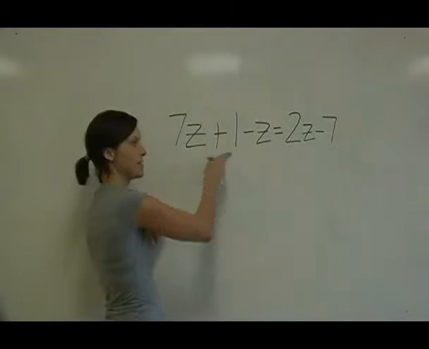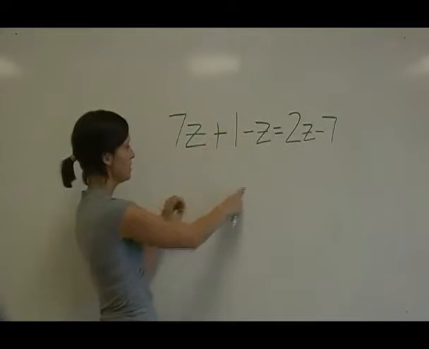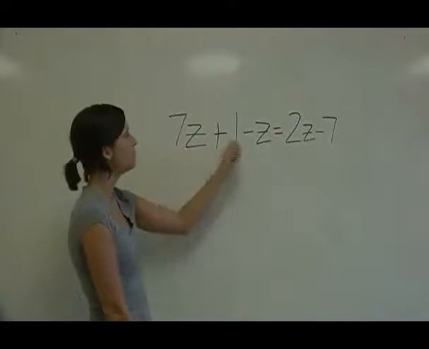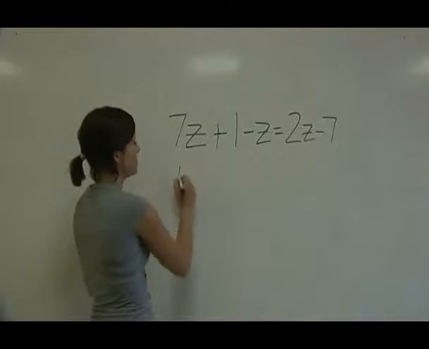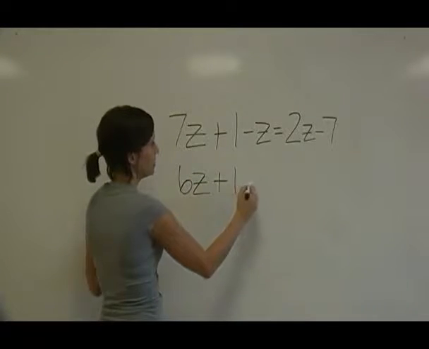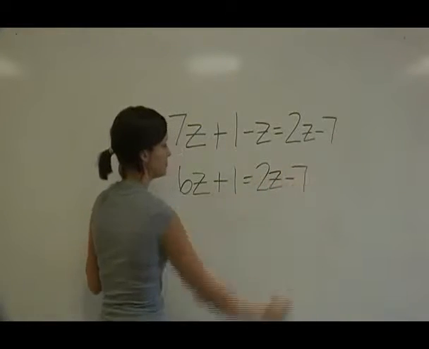First, we're going to simplify this side of the equation. We have 7z plus 1 minus z. Again, bases. We have a z here and a z here. So 7 minus 1 would be 6z. We have plus 1 still equals 2z minus 7.